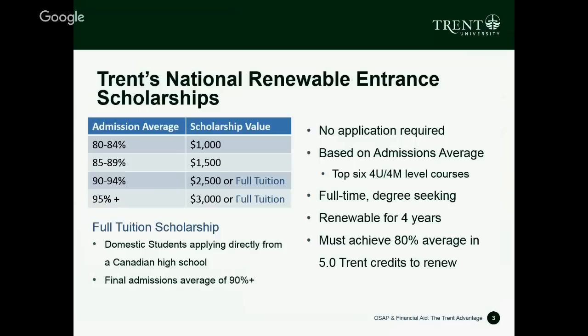And to renew the scholarships, you just have to be maintaining an 80% average in 5 Trent credits every year. We do also offer a full tuition scholarship. So for students coming in with an average of 90% or higher, coming from high school, they are offered a full tuition scholarship. Full tuition is also renewable for students who maintain an average of 90% in their 5 Trent credits every year. If a student who comes in with a full tuition scholarship maintains an average between 80 to 89%, their scholarship will still renew at either $2,500 or $3,000 every year.